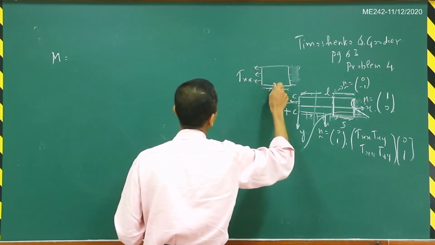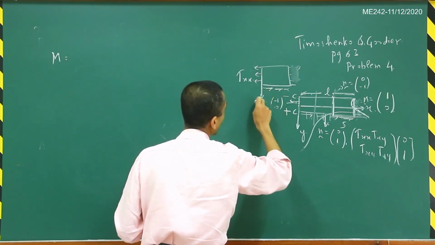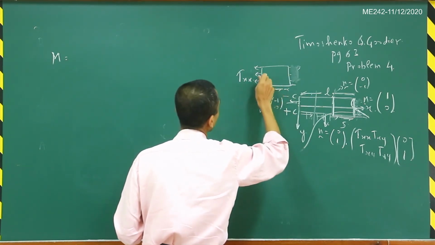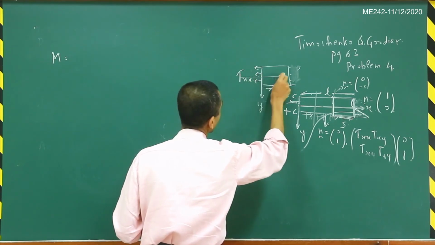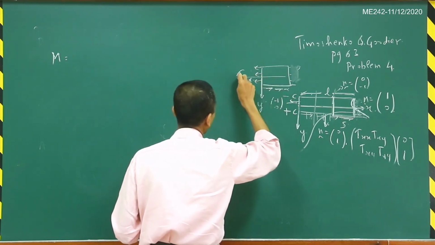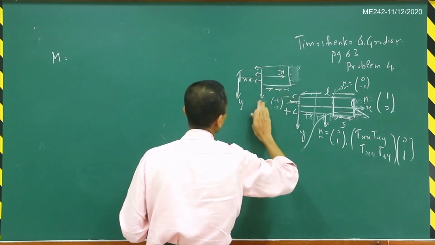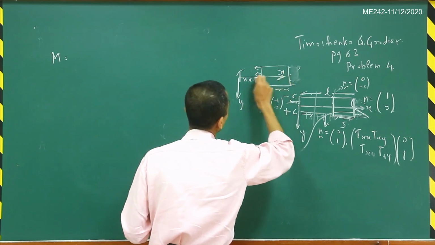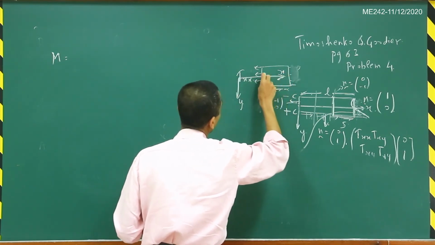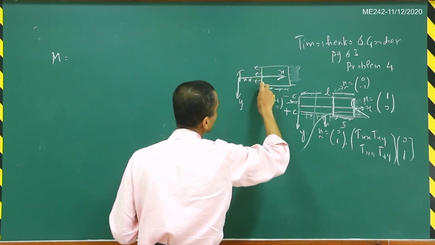So this is your tau xx. Okay. So now let us see. This is your y direction, and this is your x direction. So this is starting from here. So this is your y, and this is your x. So let me remove this arrow here. So this is your axis. Now we want to find out what is the moment due to this traction here.